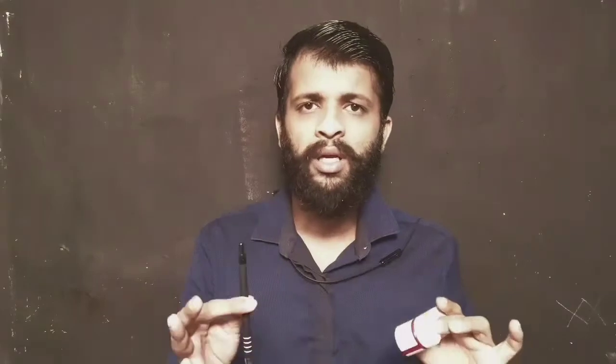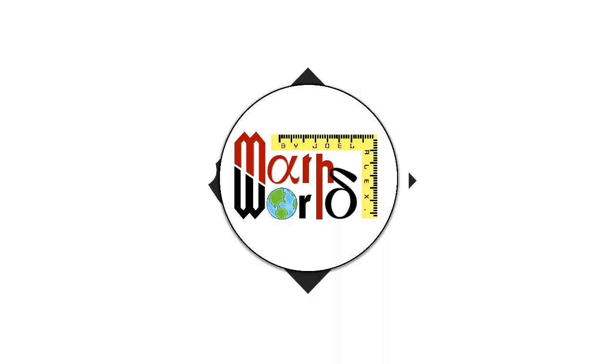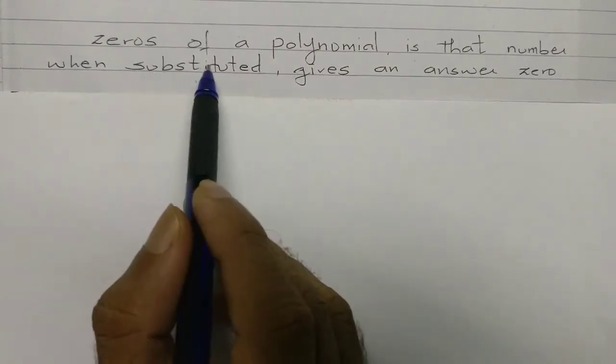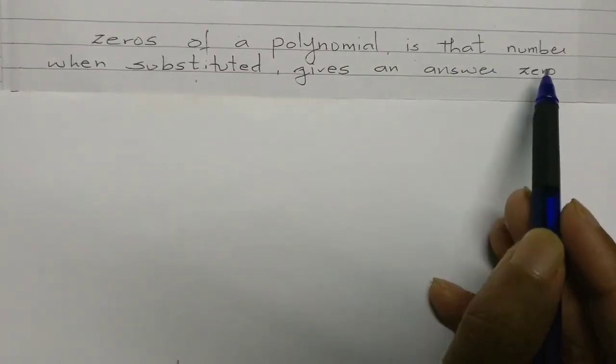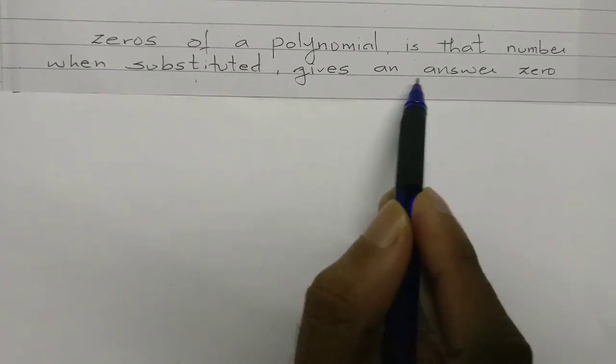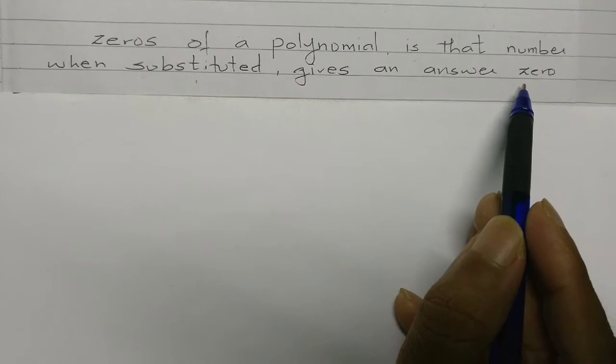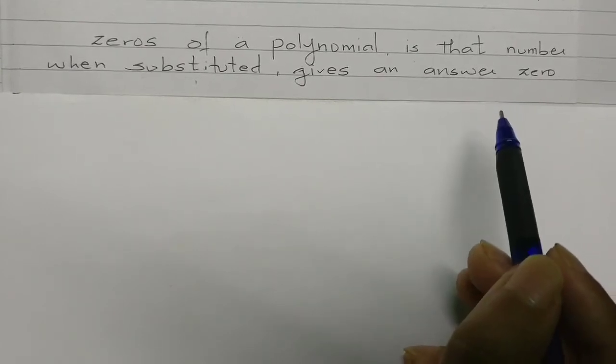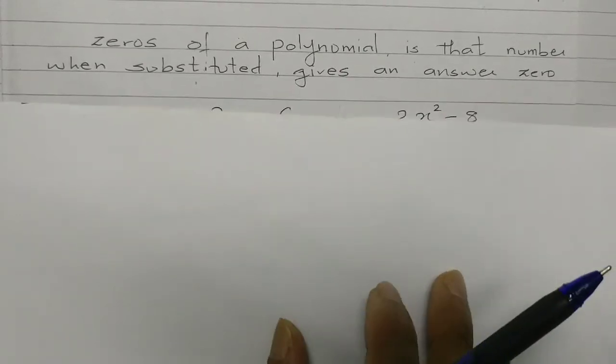Today we're going to discuss something about zeros of a polynomial, and I'm sure that you must have studied this in the 9th standard. If you have already forgotten, then continue watching the video. Zeros of a polynomial is that number which, when substituted, gives an answer 0. I hope you have recollected something. If you have not, then let us take an example.